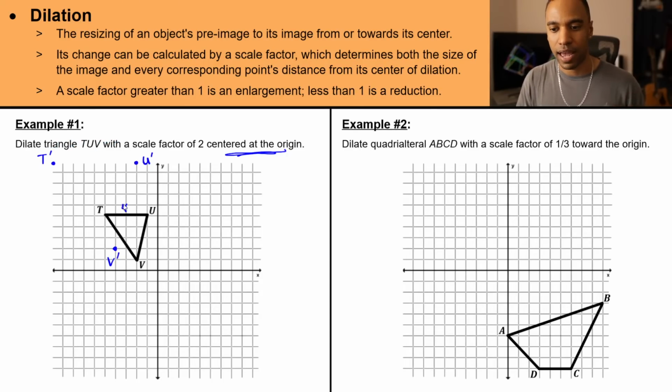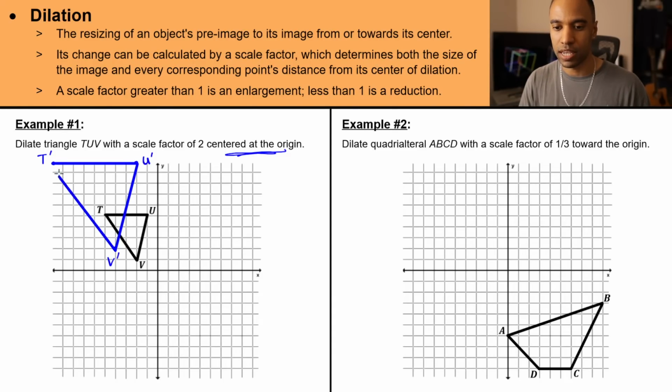So you could either count it as T is at -5, 5 right here, and then double that to -10, 10. Or, like I said, double the distances, and you'll be totally fine. So I connect the dots right here. This is going to be a little weird because the image overlaps with the pre-image right here, but this is a proper dilation centered at the origin.